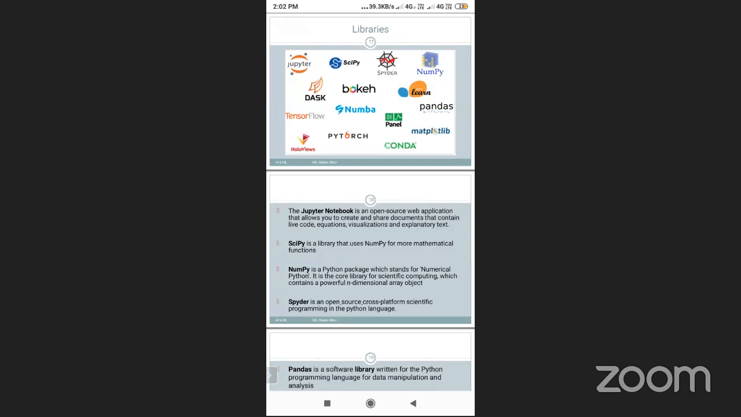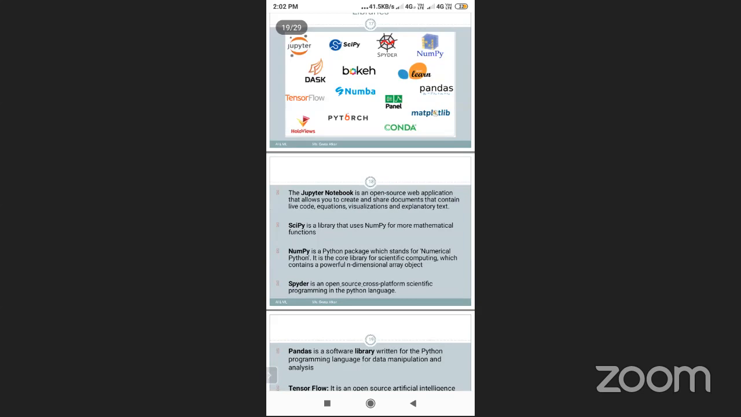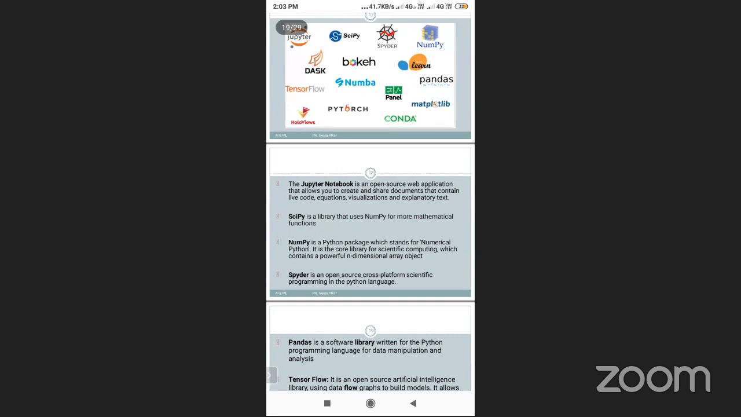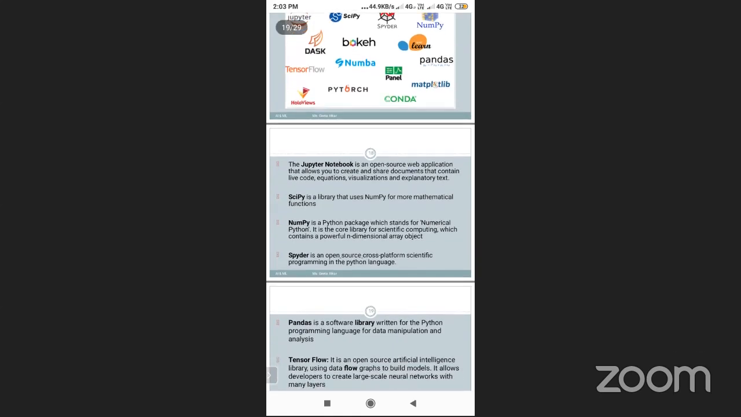What is Jupyter Notebook and what does it allow? This library allows you to create and share documents that contain live code, equations, visualizations and explanatory text. Jupyter Notebook is normally used to execute general code in the Python language. SciPy is the second library of Anaconda. It works with NumPy, which is one more library. SciPy works with NumPy for performing mathematical functions, that is, if there are some mathematical functions involved in your particular code or algorithm.